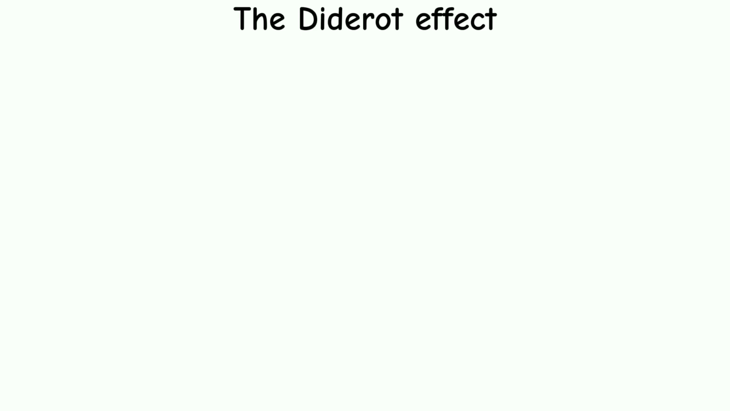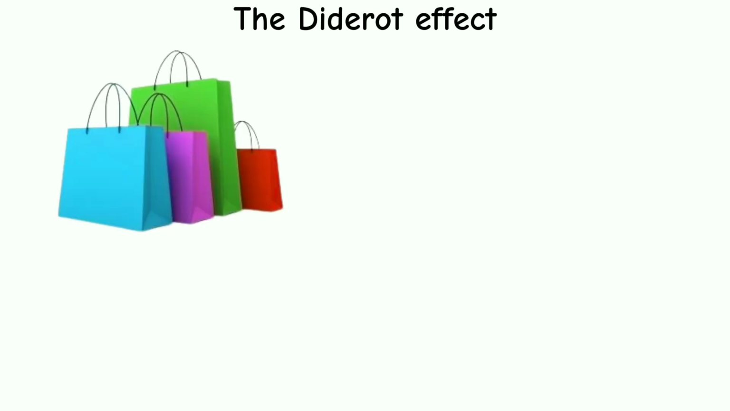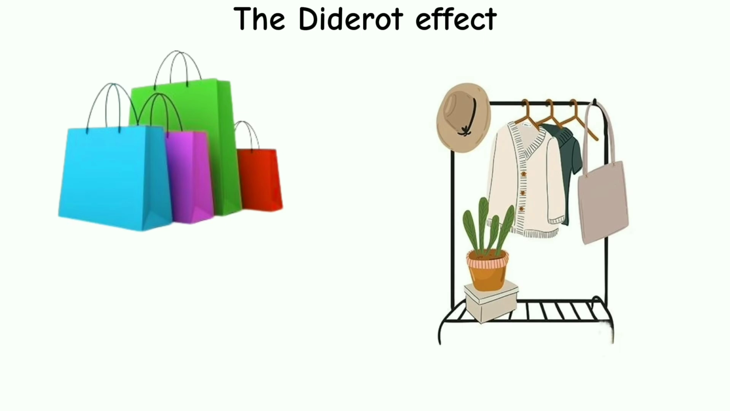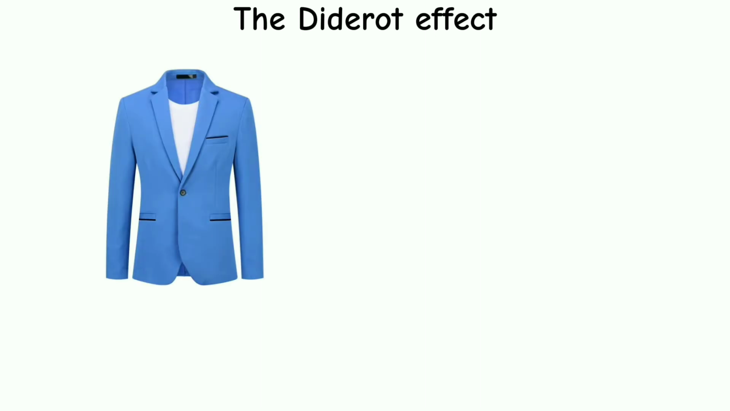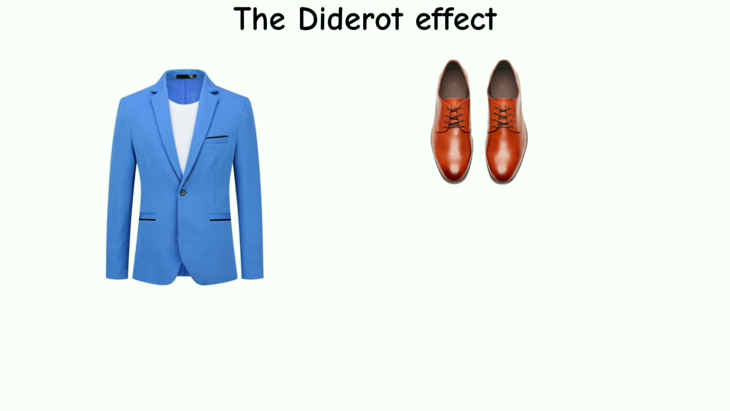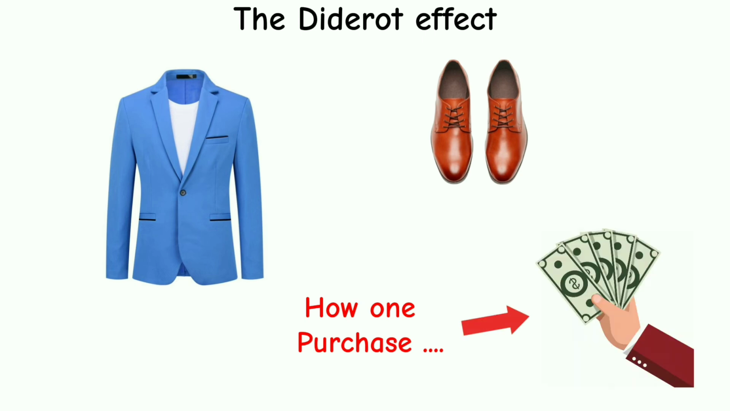The Diderot Effect. The Diderot Effect occurs when you buy something really nice, and it makes your other things seem old and dingy, so you start replacing them. For example, you buy a nice new coat, but then you feel like you need a new pair of shoes to go with it. To avoid this, be mindful of how one purchase can influence your overall spending.